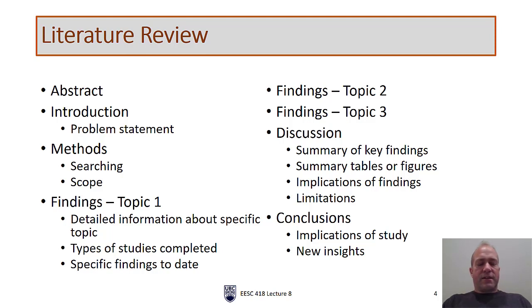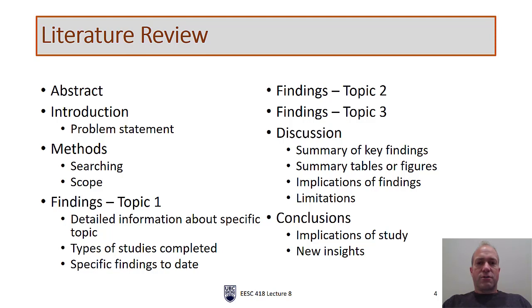When we talk about methods, we're talking about how we've searched for papers, the scope of papers, and the type of papers that we've considered. In other words, have we only considered journal articles, or do we also consider conference papers? Do we consider textbooks? There are other types of literature that can be included here. Once we've gone over the methods, now we get into the findings.